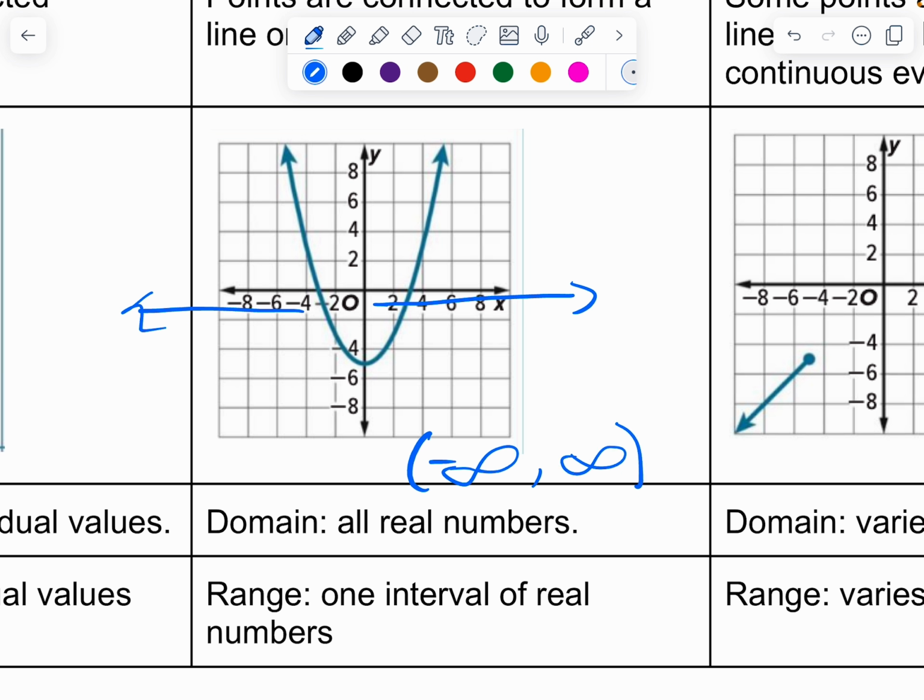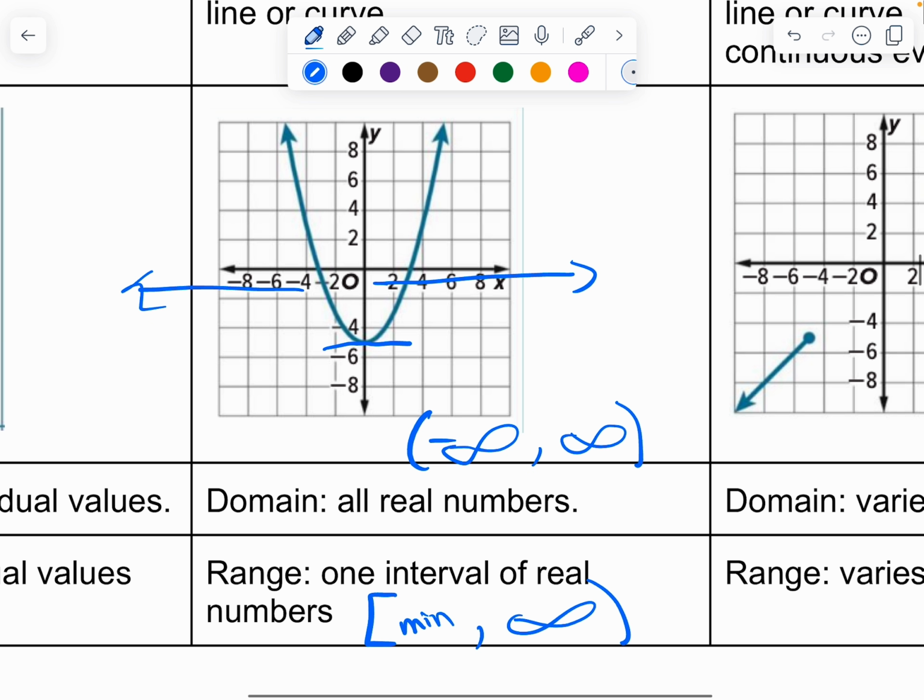The range is from one interval of the real numbers. So on this, the bottom side is the minimum value, and that would go up to positive infinity. Now for this one, it's -5. So it would go from -5 up to positive infinity.